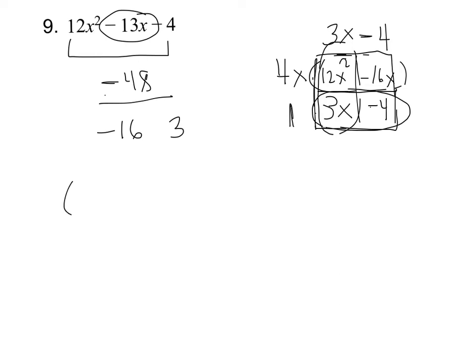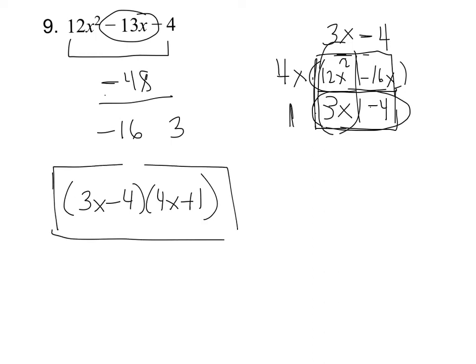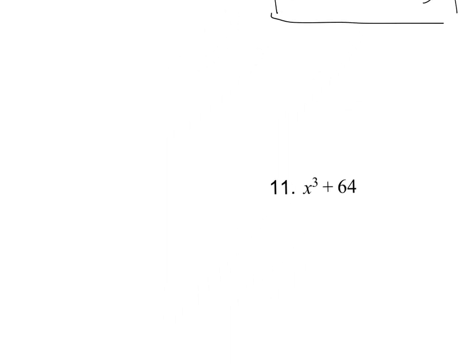So there are my factors. 3x minus 4, 4x, pardon me, 4x plus 1. And again, you can FOIL to check these to make sure it works. It does. Very, very cool technique. A lot of different ways to do this, but this, I think, is definitely the easiest. So let's move to our last two problems. These are just our binomial special patterns.